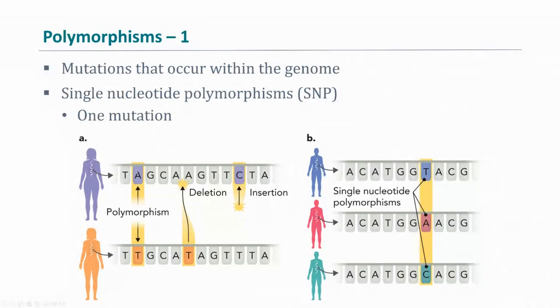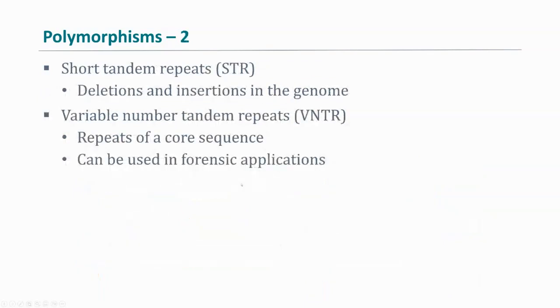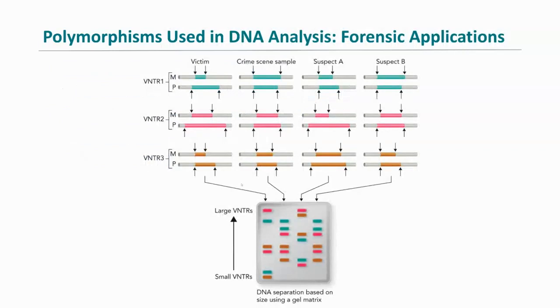So that's a single nucleotide mutation, right? So you can have, for example, in this position A or T, and that's the polymorphism. Or it can even be a single nucleotide deletion or insertion. That can always give you a mutation, okay? And short tandem repeats can have deletions and insertions in the genome, and the variable number tandem repeat means they have a different number of repeats in the genome. Okay, that all gives you polymorphism.